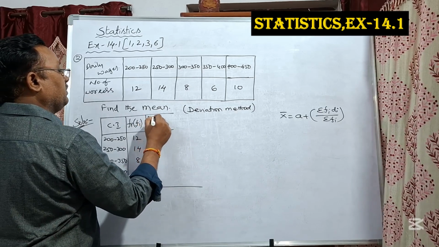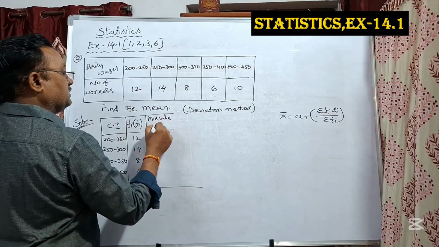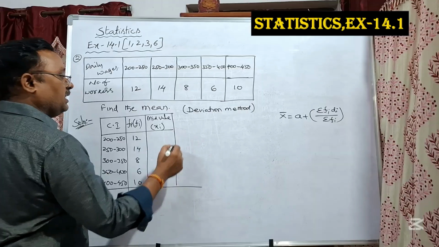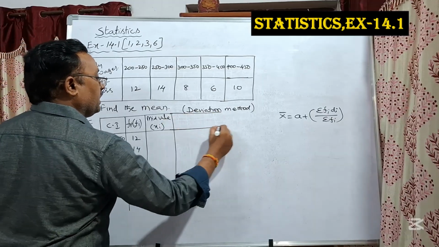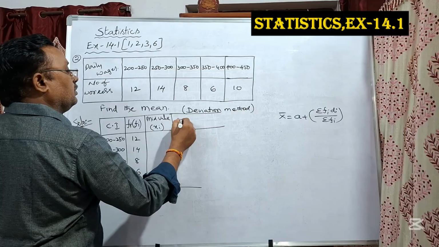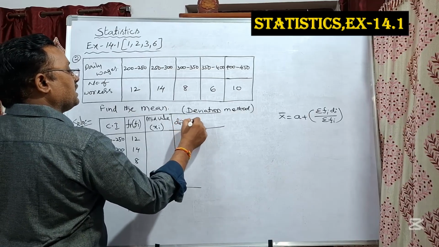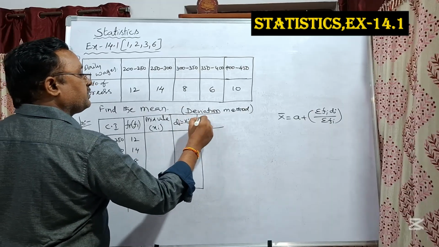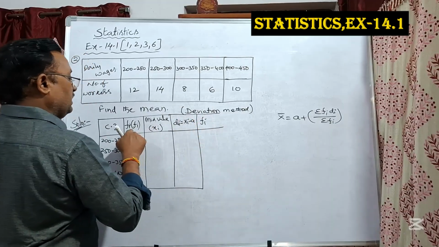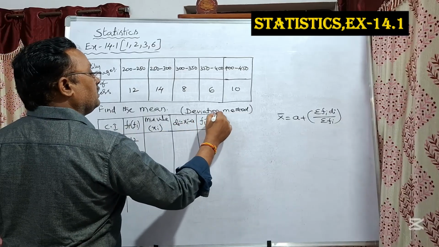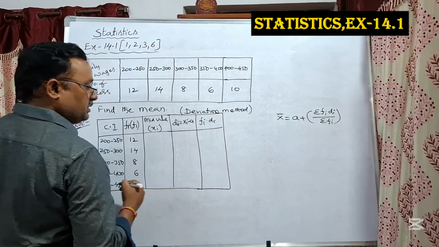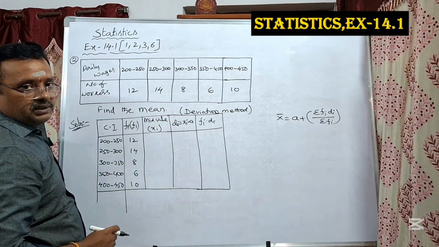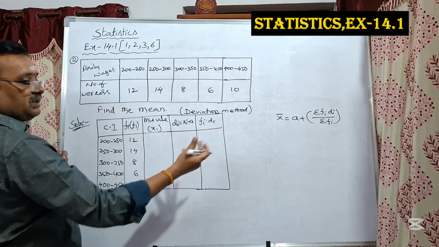First, we need to prepare the mid value of the class interval, which is denoted by xi. Then we need to prepare the di value. Di comes from xi minus a. Next, we need to prepare the fifth column, fi into these di values. These are the 5 columns in the table under the deviation method. So how to prepare these extra 3 columns?